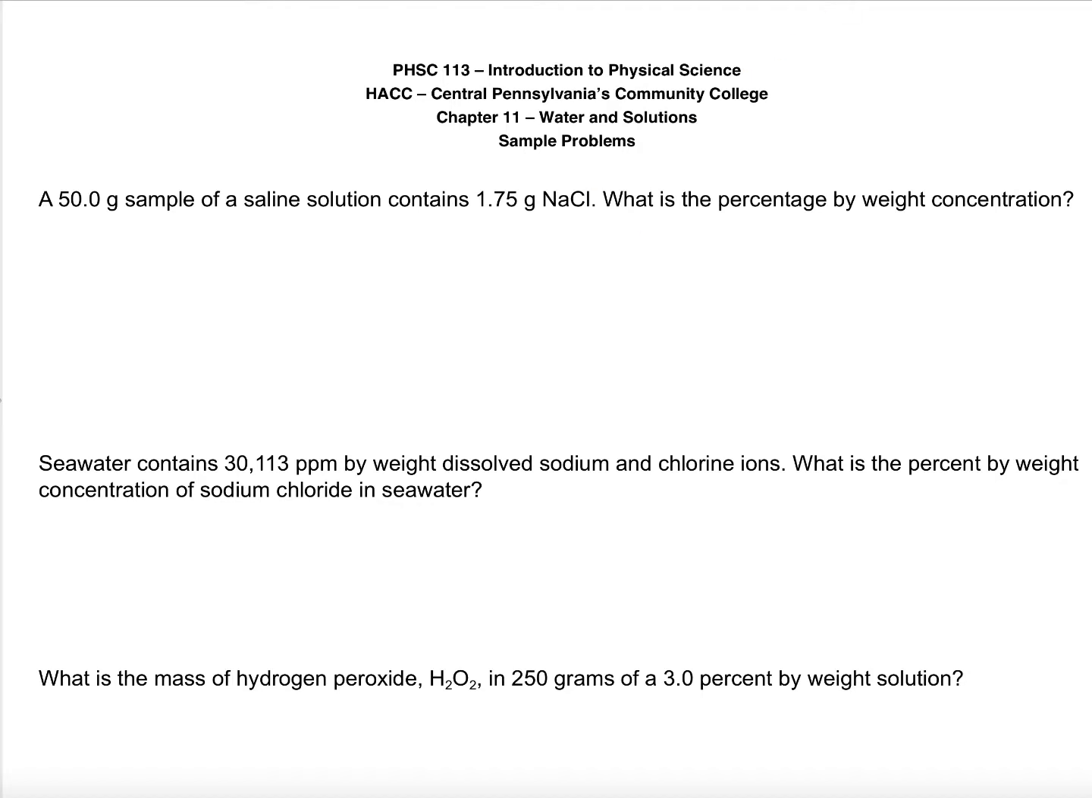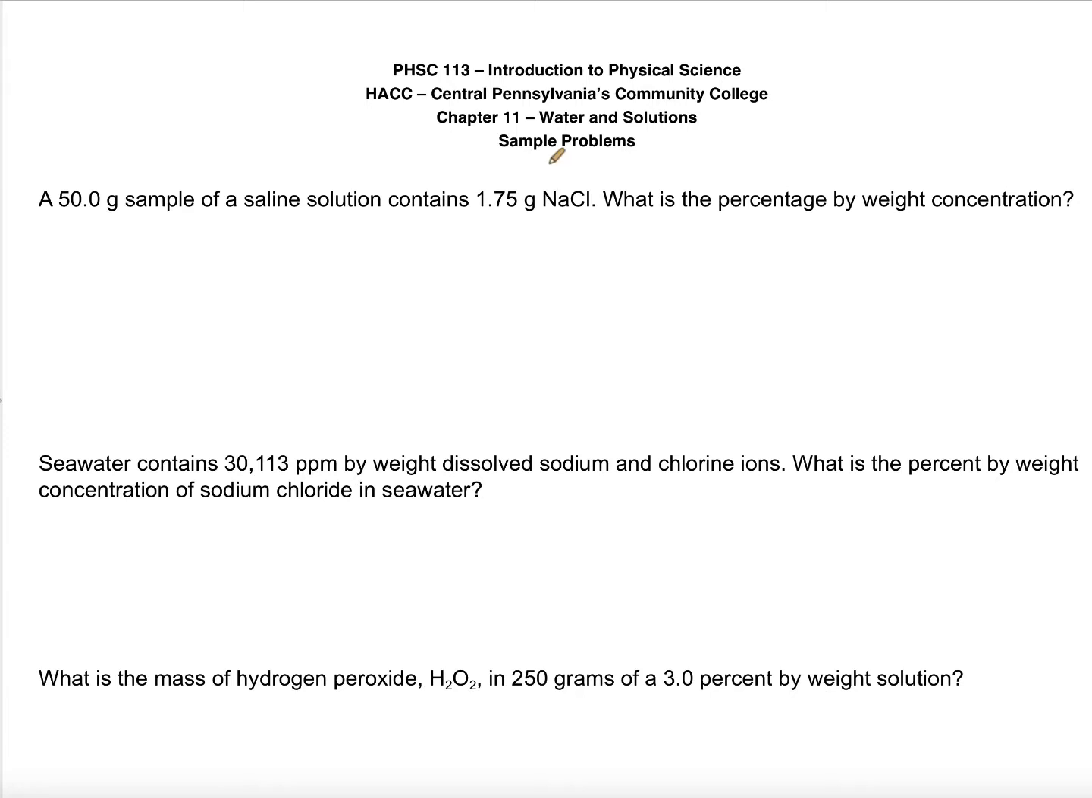In this video, we're going to work through the sample problems for Chapter 11 on water and solutions. So let's go ahead and get started. Our first problem tells us that a 50-gram sample of a saline solution contains 1.75 grams of NaCl, sodium chloride. And we want to know what is the percentage by weight concentration.